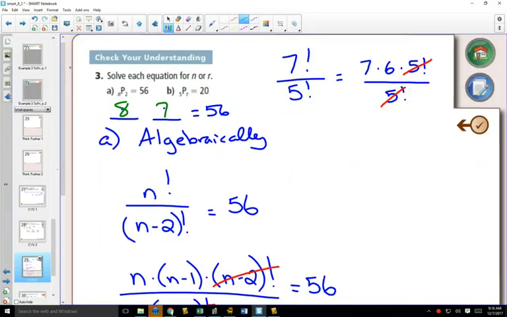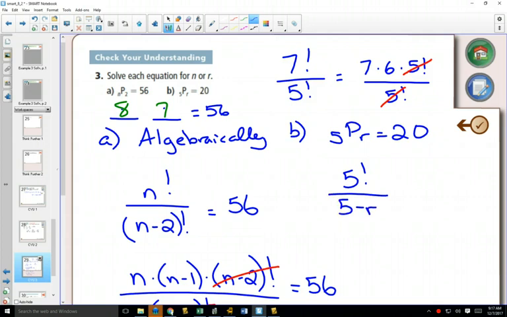The second one, however, is one that they would let you. This one wouldn't have algebraic in there. This one most likely would be a multiple choice question where you just have to figure things out. Well, if I went to the algebraic formula, this would be 5 factorial over 5 minus r factorial. And it just isn't nice to expand because you know that 5 is bigger, but you still have to sort of use a guess and check in order to figure that out.